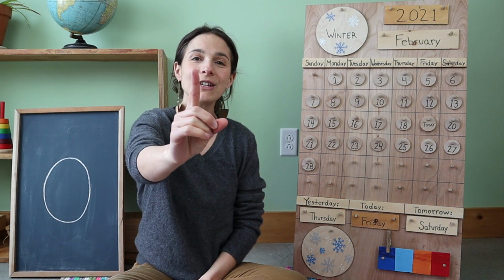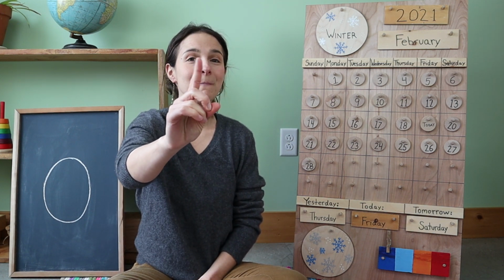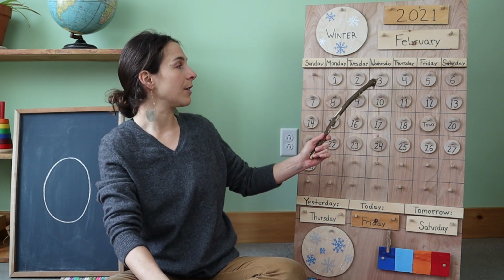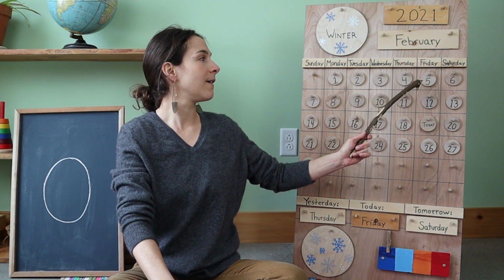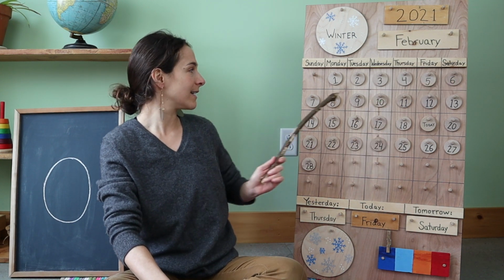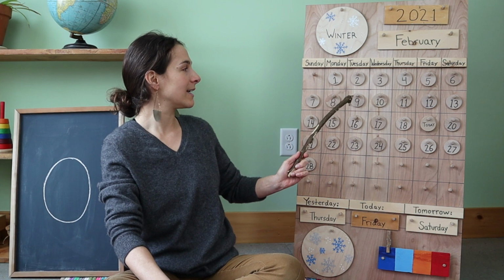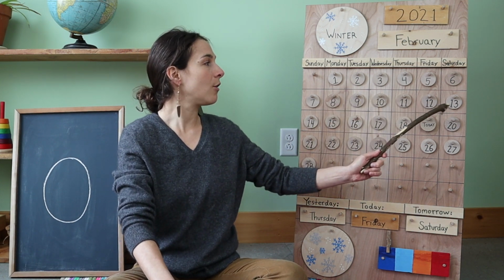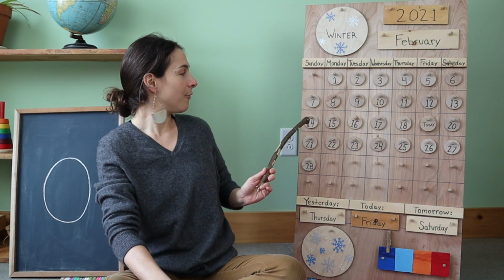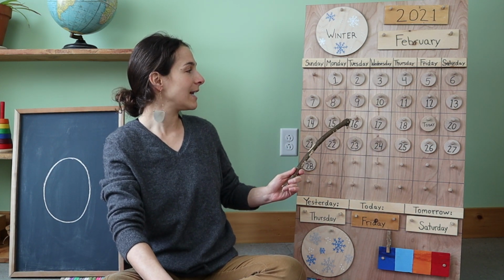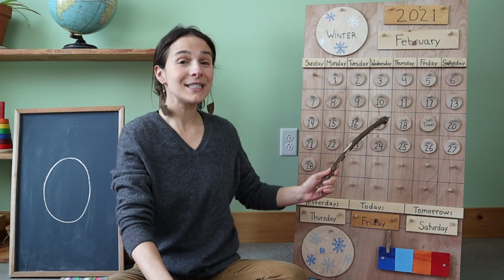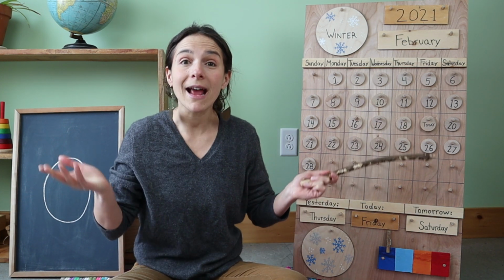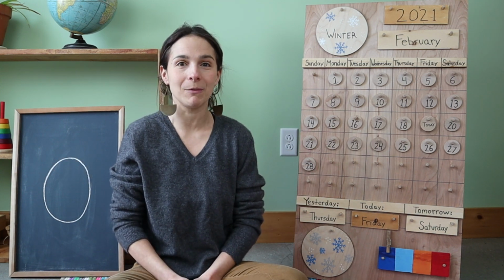Okay, now it's time to count all the days that we've had in the month of February. So let me see those counting fingers and warm them up. Let's start at the number 1, 2, 3, 4, 5, 6, 7, 8, 9, 10, 11, 12, 13, 14, 15, 16, 17, 18, 19. We've had 19 days in the month of February.